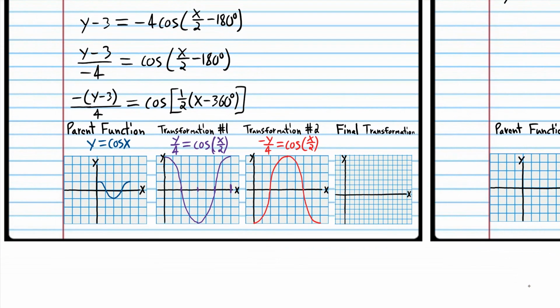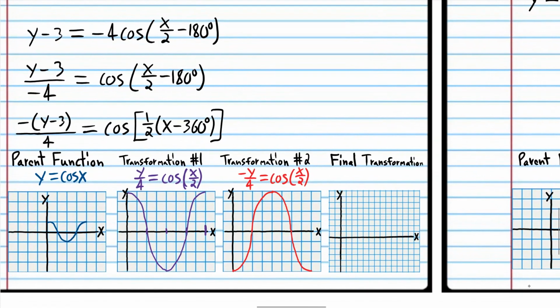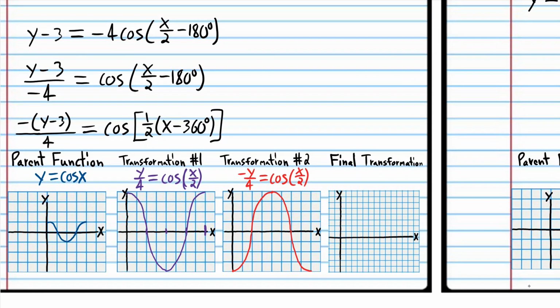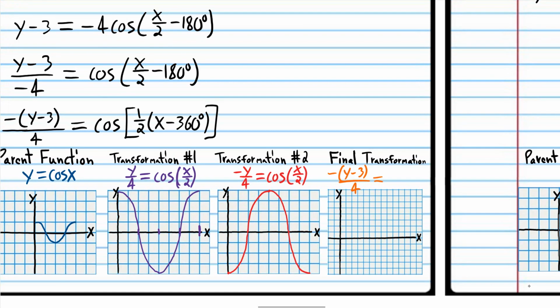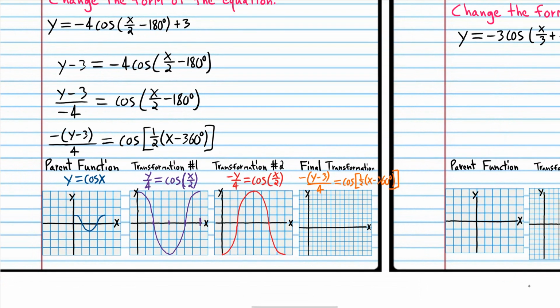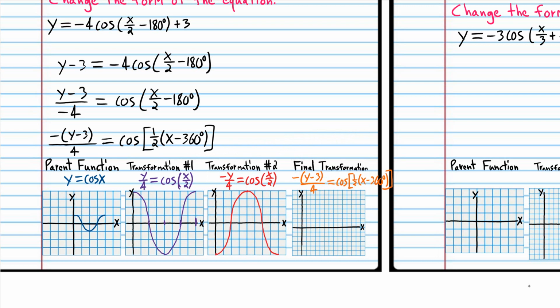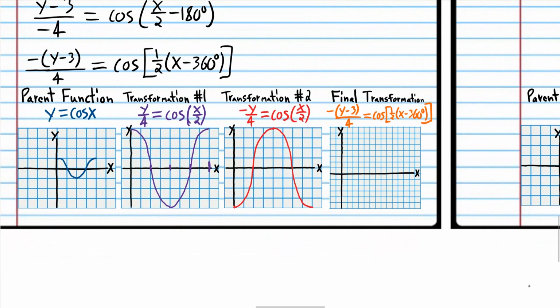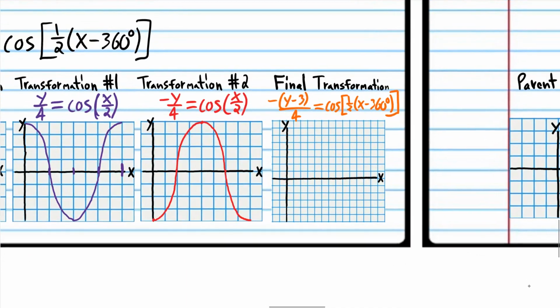So now we're ready to translate. I'm going to replace y with y minus 3. I'm going to replace x with x minus 360. So let's see if we can find some more room here. Sorry, we're kind of scrunched in there, but that is going to be the final transformation. So what this means is we're going to move 3 units up and 360 degrees to the right.